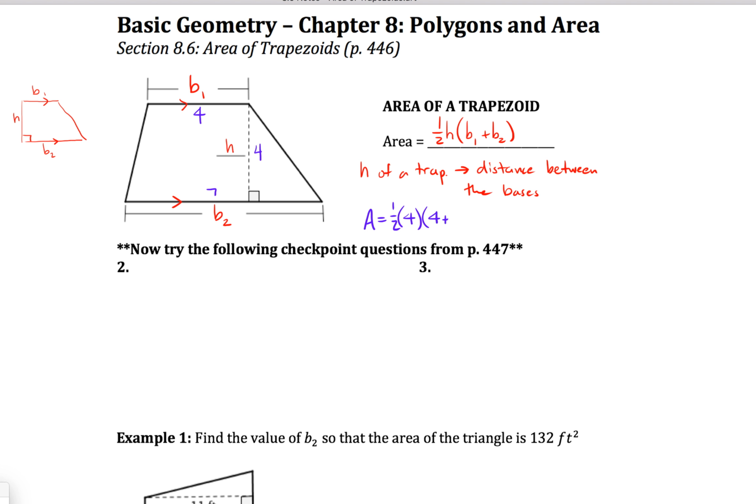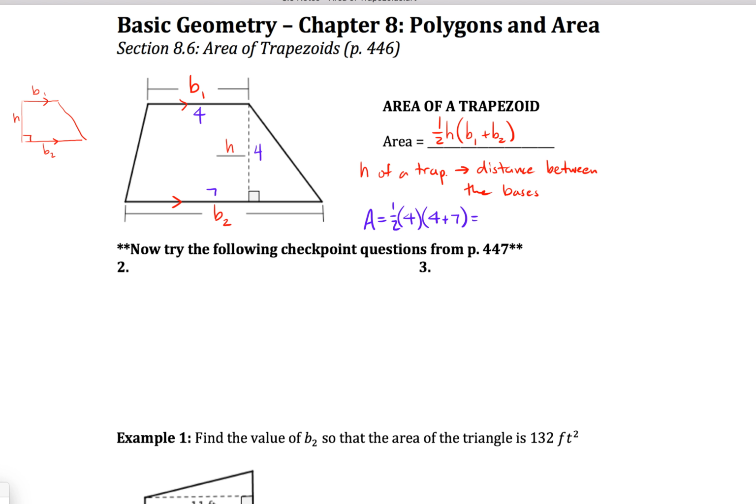So it'll be 4 plus 7. Now, once you have this written out, you have a few options about how you want to do it. Some of you might like to just type all of this in your calculator, and that's fine as long as you're careful and you include parentheses where you need them. You can type in 1/2 or even 0.5, parentheses 4, close parentheses, open parentheses, 4 plus 7, close parentheses. You could type it in like that and just hit your equal sign and get your answer that way.